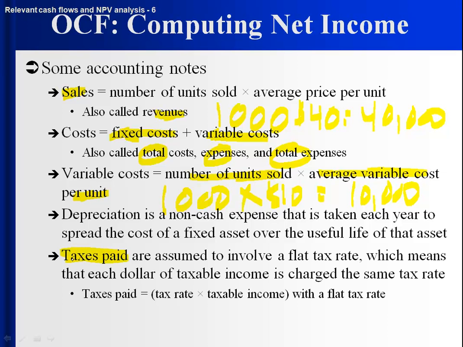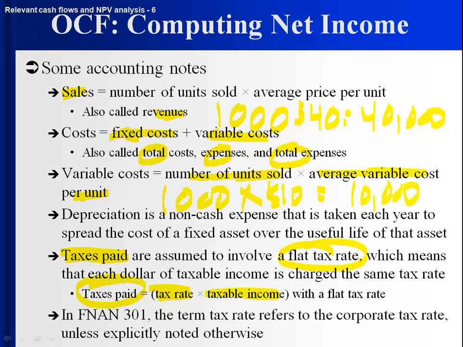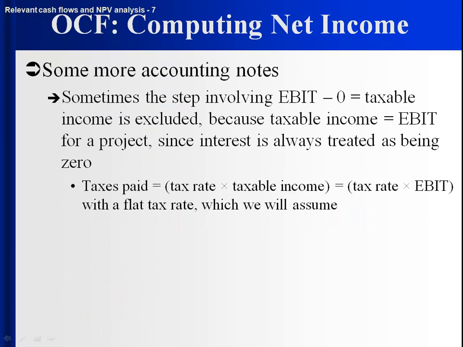Taxes paid, we're going to assume a flat tax so that we have taxable income, which is going to be EBIT in our case, times the tax rate, which are going to be taxes paid. And again, the corporate tax rate is the tax rate that we're going to be looking at. In some of the solutions, the step where EBIT minus 0 equals taxable income is excluded because no matter what's paid, interest is always 0. So once you get EBIT, which remember, sales minus costs minus depreciation, you have taxable income. You just multiply that by the tax rate and you can get taxes paid.